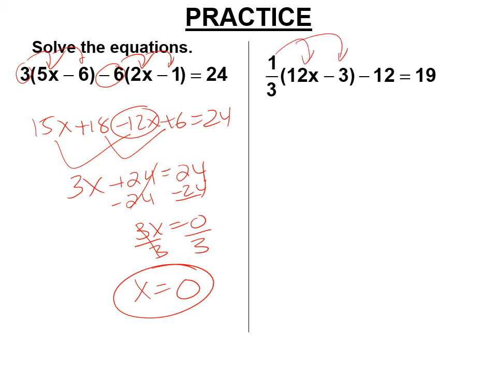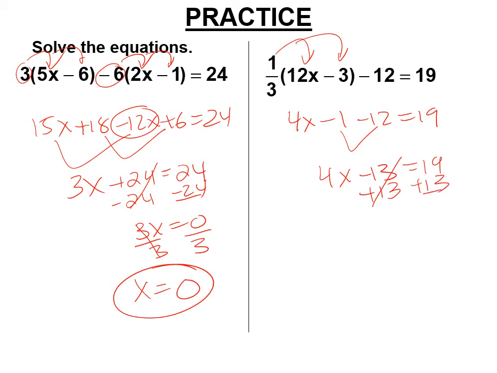1/3 times 12x, 1/3 times 12 is 4, so this is 4x. 1/3 times 3 is 1, so this is 4x minus 1 minus 12 equals 19. -1 minus 12 is -13, right? Same as adding -12. Add 13 to both sides. 4x equals 32. Divide both sides by 4. X equals 8.